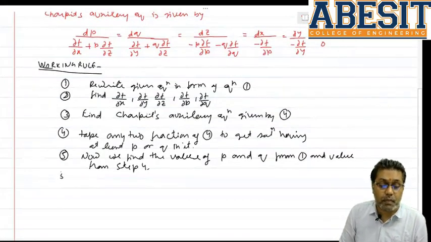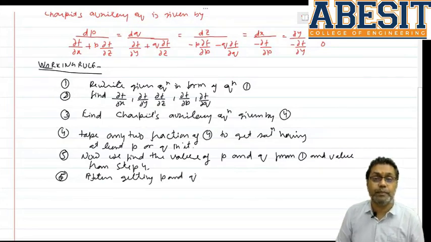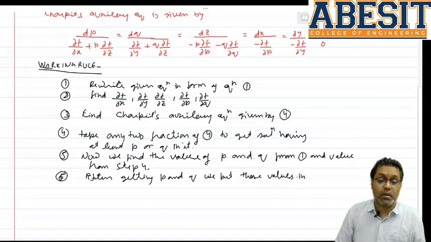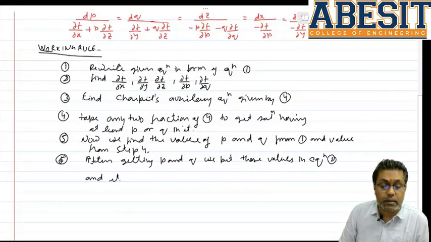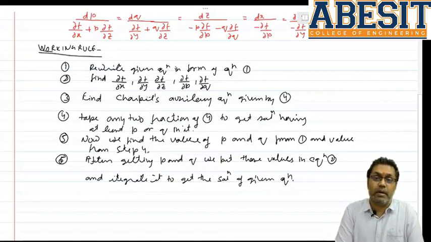So after getting this, this is equation number 6, after getting P and Q, we put these values in our equation number 2, this is equation number 2, and integrate it to get the solution of the given equation. Okay, so I hope you have understood this thing.